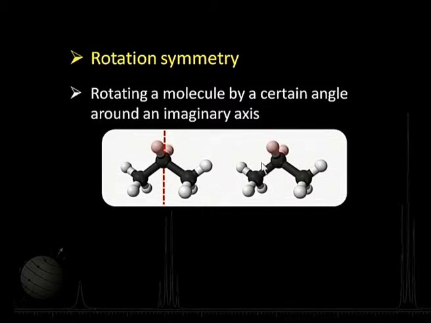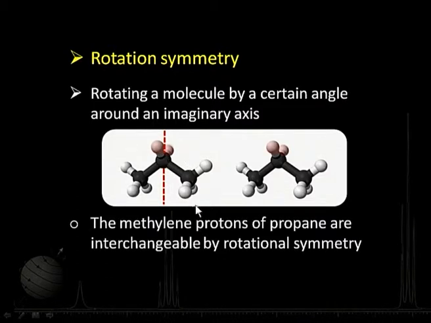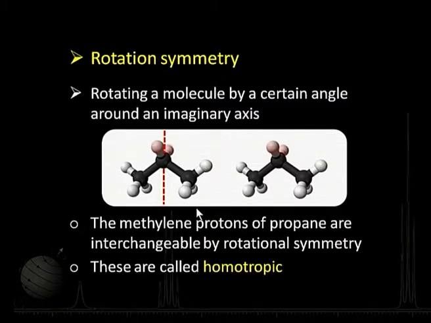If that is so, then we say that this molecule exhibits rotational symmetry, or in other words, we can say that these 2 methylene protons are related by rotational symmetry. Since they are related by rotational symmetry, they are equivalent. The sets of protons I am talking about here, which are related by rotational symmetry, are equivalent, and they are called homotopic. So, any sets of protons in a given molecule which are related through rotational symmetry are equivalent and are called homotopic in nature.